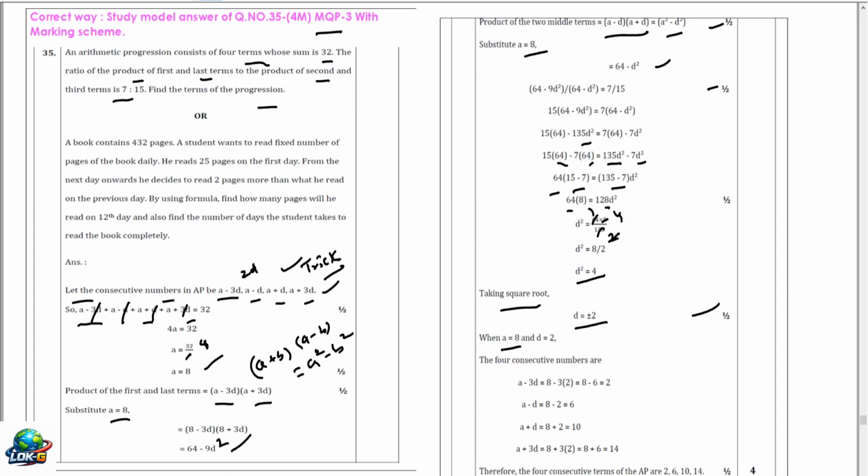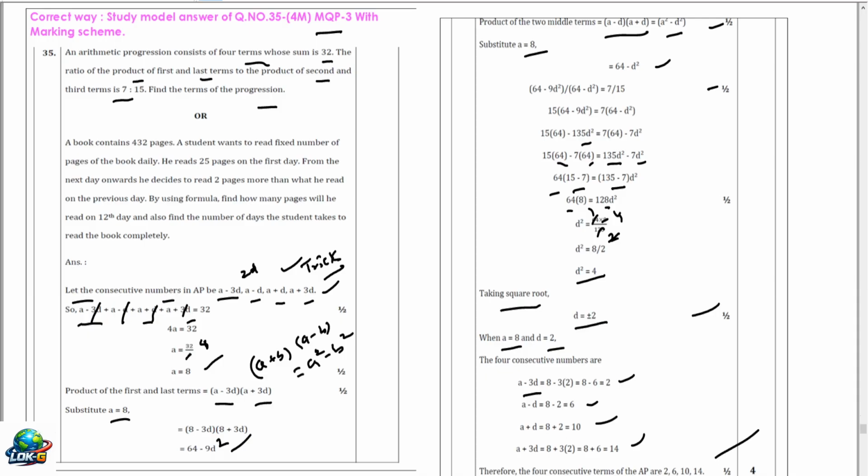We will take A is equal to 8 and D is equal to 2. The 4 consecutive numbers are A minus 3D first one, be careful. A is 8, minus 3 into D is 2, 6, so 2. And A minus D, 8 minus 2, 6. A plus D, 8 plus 2, 10. A plus 3D, 8 plus 3 twos are 6, 14. Therefore, the 4 consecutive terms are 2, 6, 10, 14, which will be the correct answer.